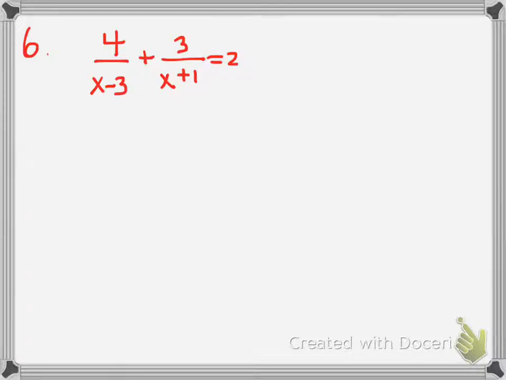Okay, so for number 6, we need to identify the LCD. And the LCD of number 6 is going to be x minus 3 and x plus 1. And then we can also go and say that x cannot be 3 or negative 1. So when we solve, we're going to hope that we don't get those two numbers.